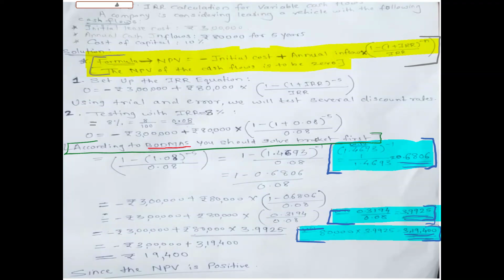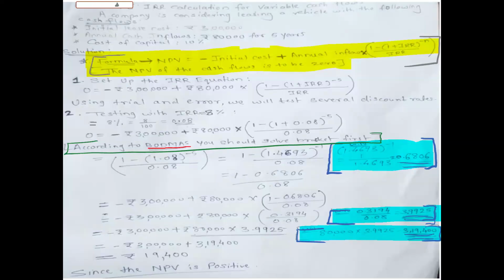First point, set up the IRR equation. Now we are going to set up the IRR equation according to the formula. NPV is to be 0. So we have 0 is equal to minus initial cost, which is 3 lakhs, plus annual inflow of 80,000 into [1 minus (1 plus IRR) to the power minus 5] divided by IRR. Using trial and error, we will test several discount rates.